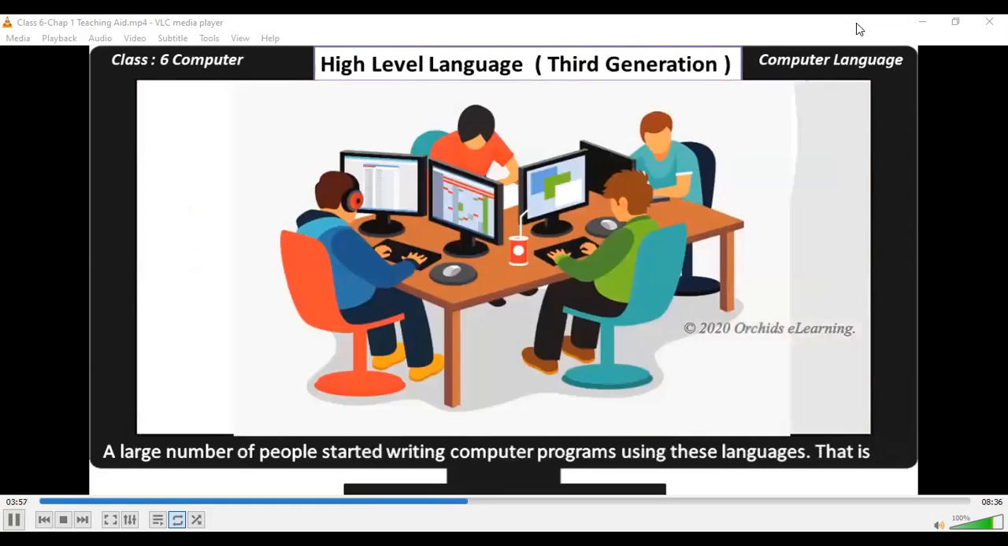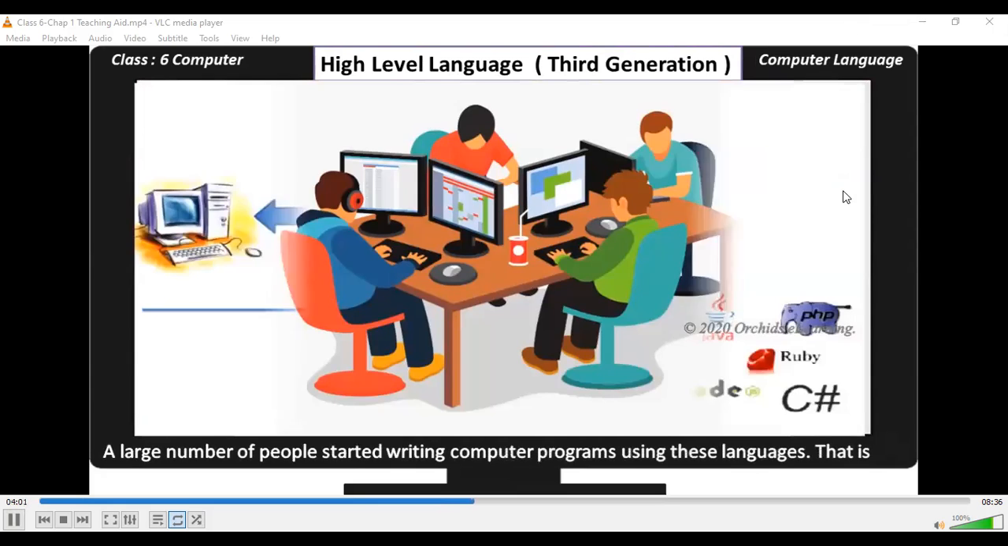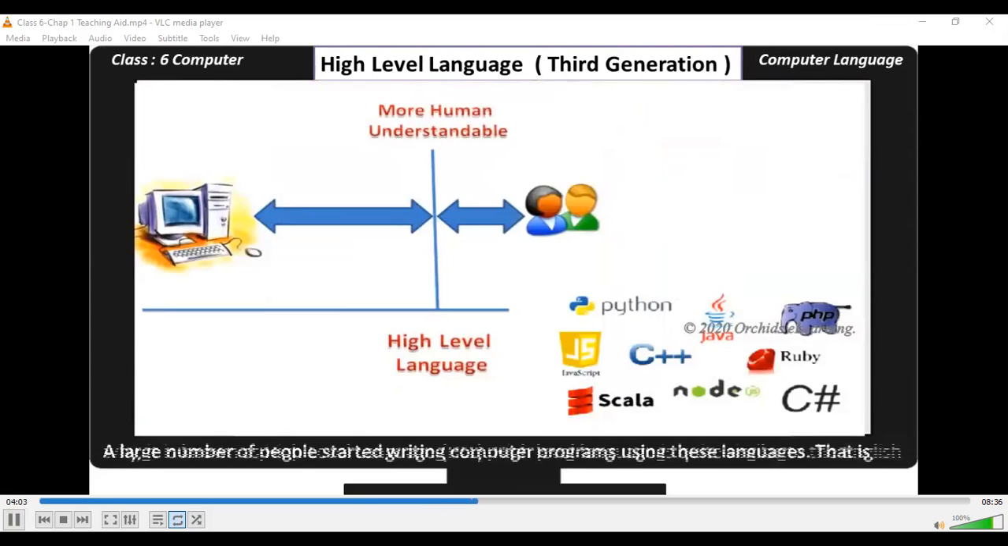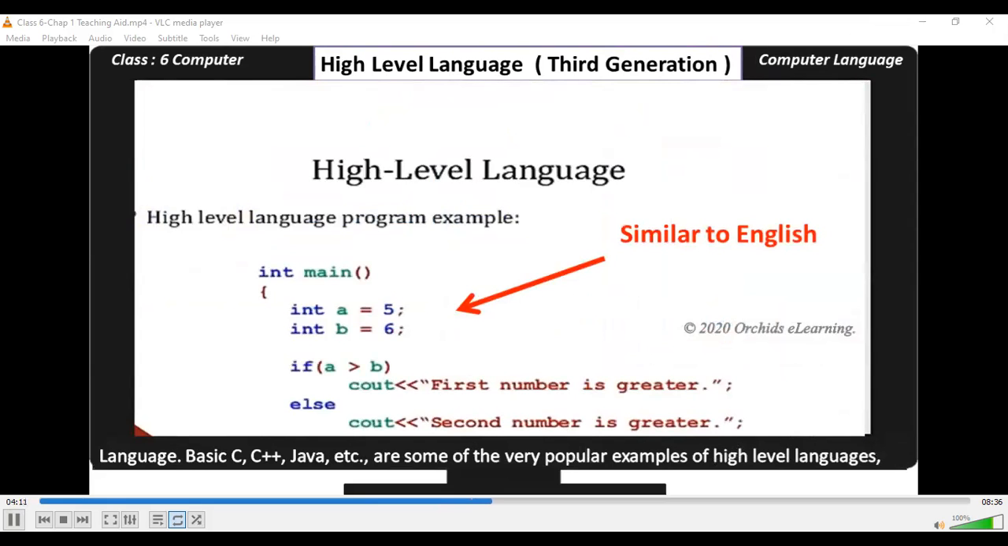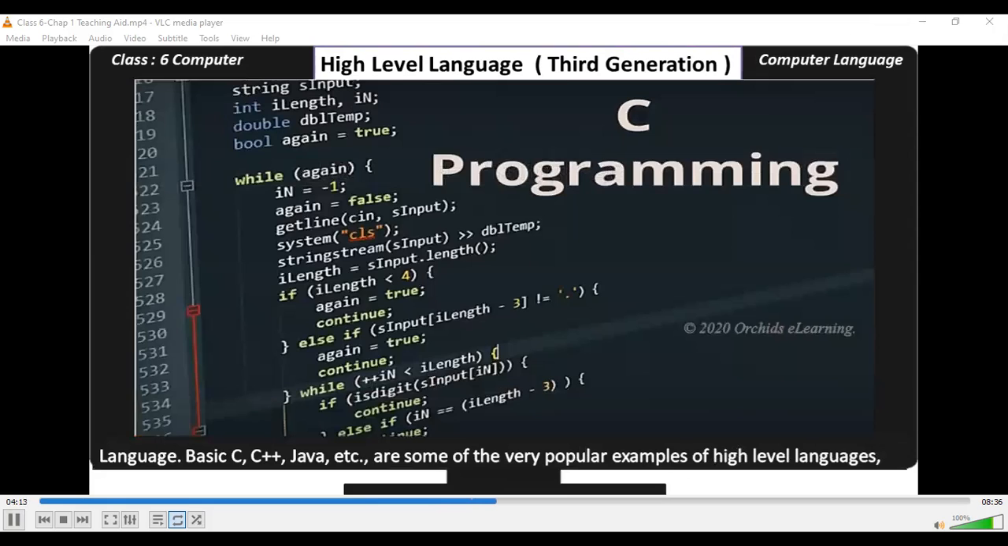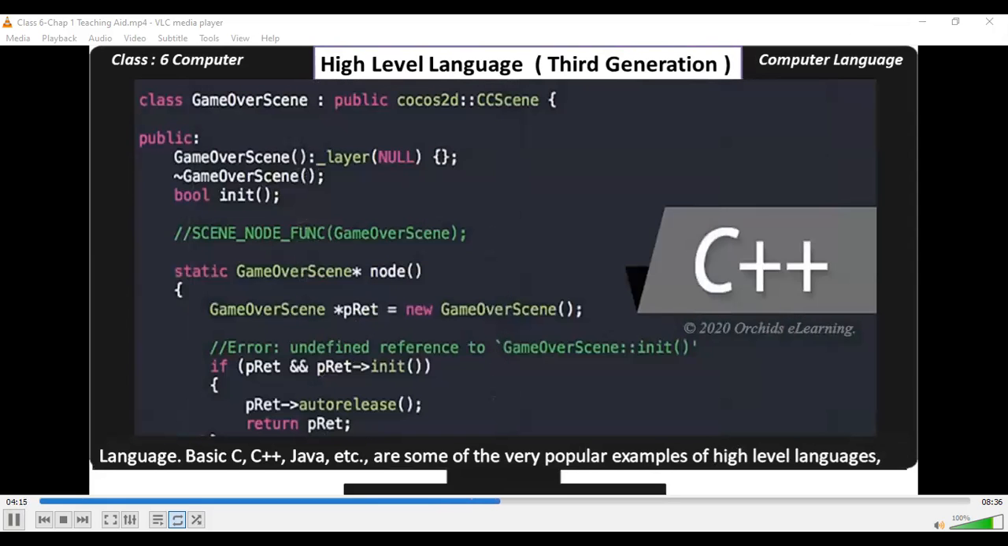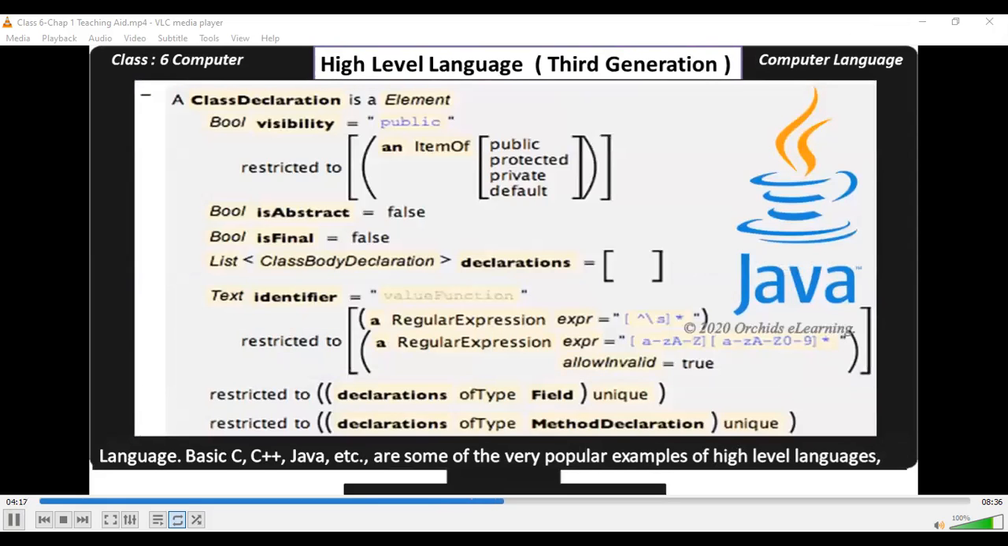A large number of people started writing computer programs using these languages. That is why it is known as high-level language. A high-level language is quite similar to the English language. BASIC, C, C++, Java, etc. are some of the very popular examples of high-level languages.